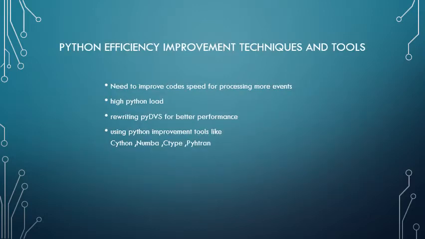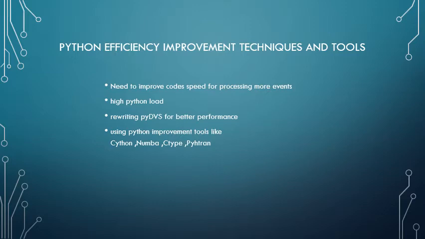For improving the efficiency of PyDVS, our focus was on Python tools. For some tools we need to re-implement code, but some do the job for us with very small effort. The main tools that we tested were Cython, Numba and ctypes, but there are some other tools that can be used, like PyPy. We don't talk about PyPy here, but in our tests it's a good tool and competes with the others.